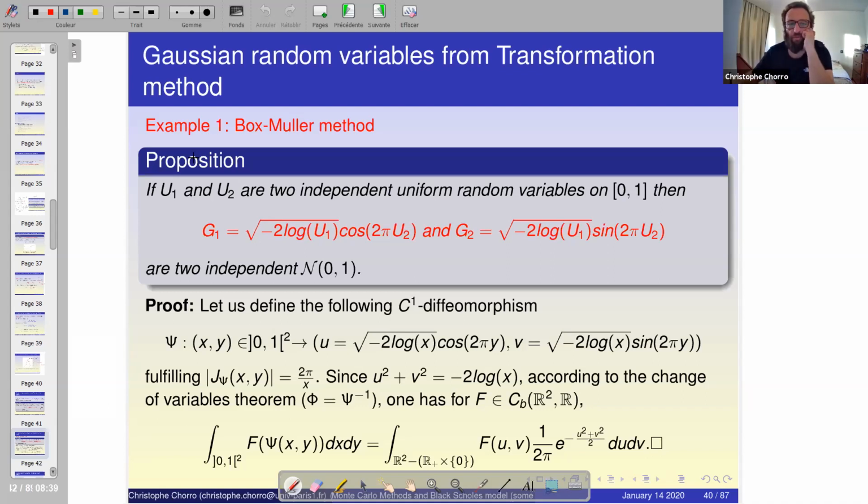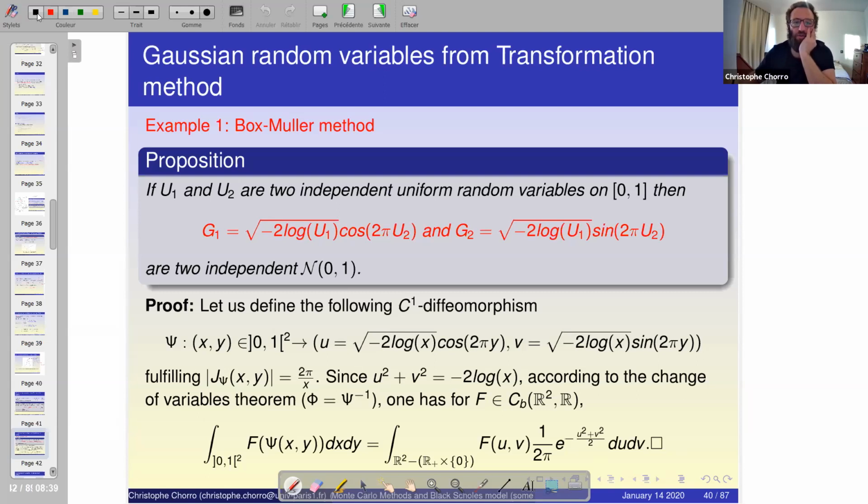Suppose that you start from two independent uniforms on the interval (0,1). That's something that I am supposed to be able to do with a computer. Then if I apply these two formulas, G1 that is the square root of -2 logarithm of U1 times cosinus 2 pi U2, and this formula for G2, then G1 and G2 are two independent N(0,1). I have two independent N(0,1) from my two independent uniforms on the interval (0,1).